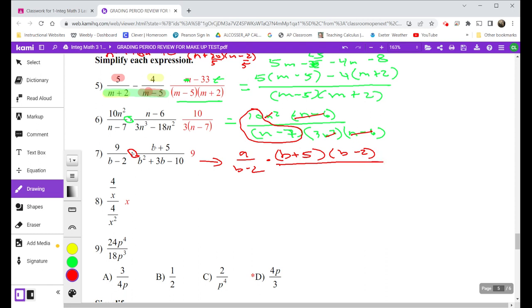And over what was on top, which is b plus 5. And then when you do that, you get b squared. b minus 2 cancels. b plus 5 cancels. And I'm left with just a 9. That's how they come up with their answer.